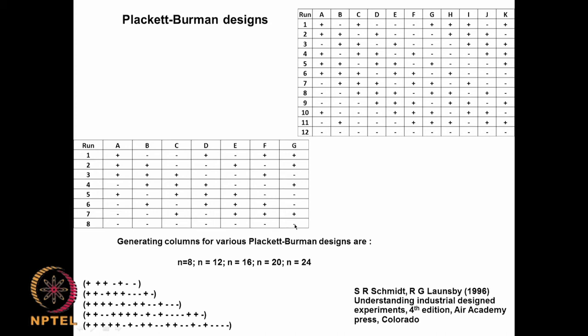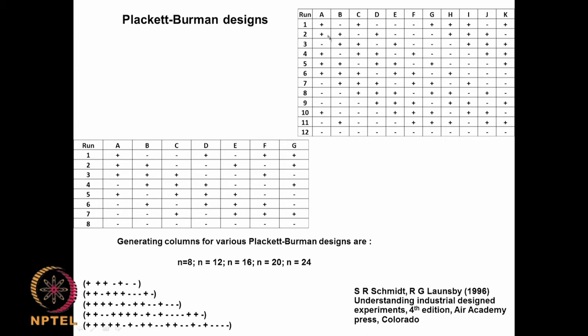Okay. Now imagine I want to do 12 experiments, that means 11 variables, 3, 4, 5, 6, 7, 8, 9, 10, 11 variables. So I take this design generator, plus, plus, minus, plus, plus, plus, plus, minus, minus, minus, plus, minus. This last row, please remember, will be all minus. Okay, so how do I get B? I take this, put it here and push all of them 1.